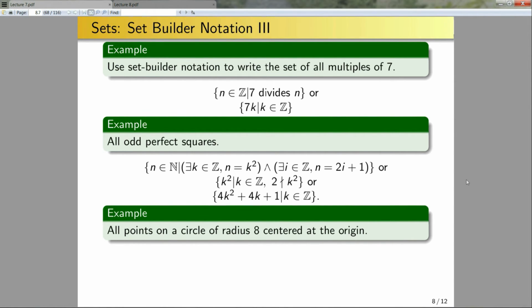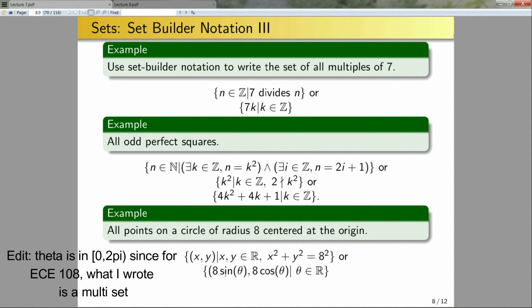Okay, so there are multiple ways of writing this. I could say this is the collection of all points of the form (x, y), such that x and y are real numbers, and x squared plus y squared is equal to 8 squared. Here I'm simply saying that these are points that satisfy the property that they lie on this curve that represents a circle of radius 8 centered at the origin. Another way that I could write this out would be the set of all points of the form (8 sine theta, 8 cosine theta), where theta is a real number. If I plug this 8 sine theta, 8 cosine theta in for x and y into this equation, I get that the equality holds. Therefore, I can simplify the above set into this bottom set here.